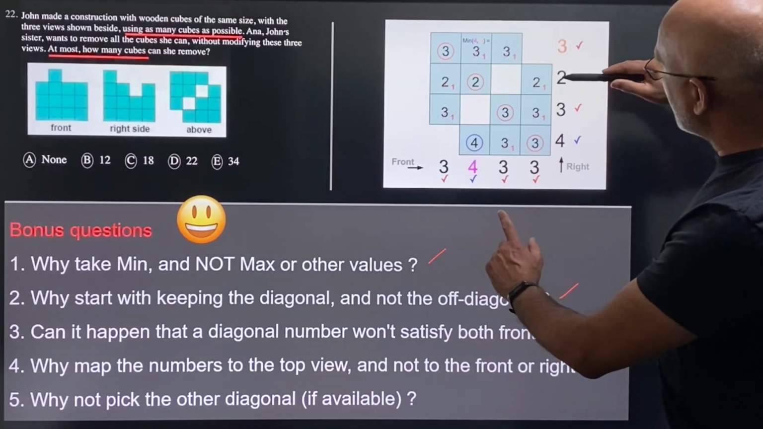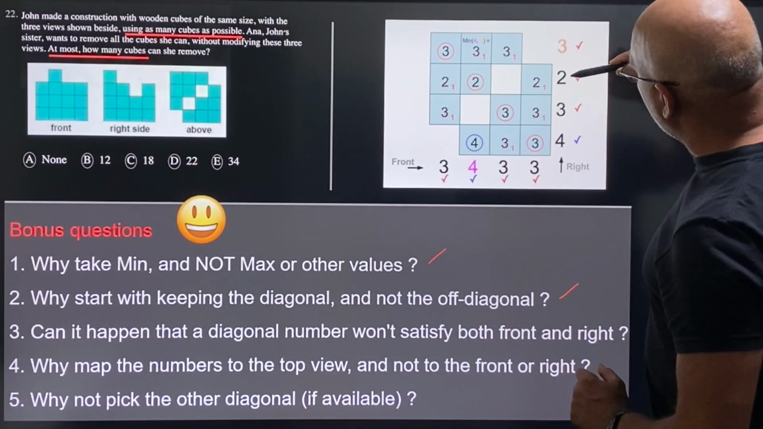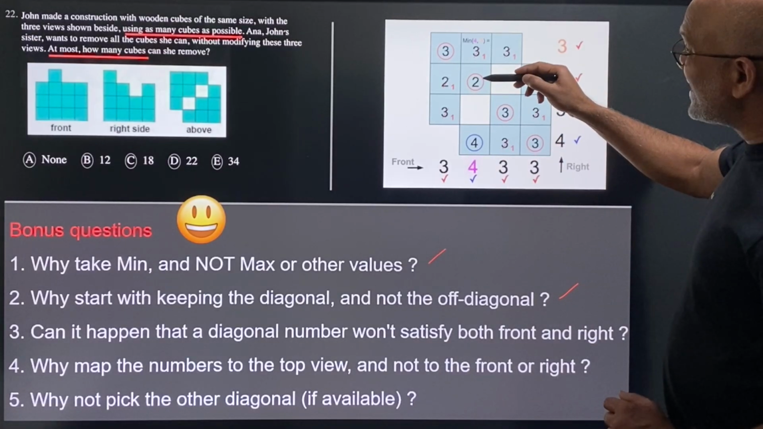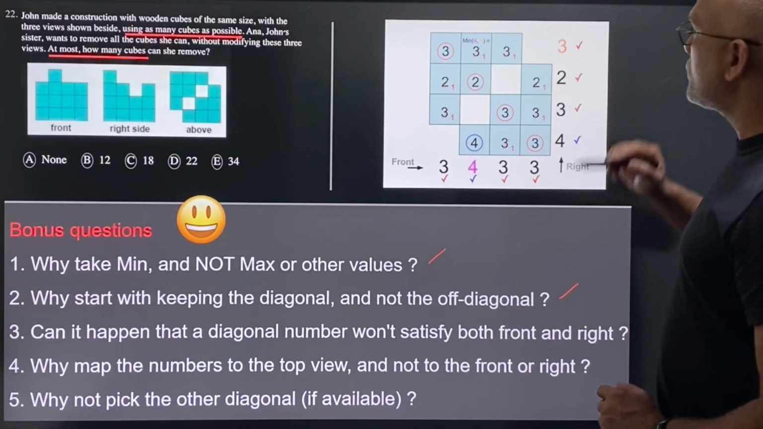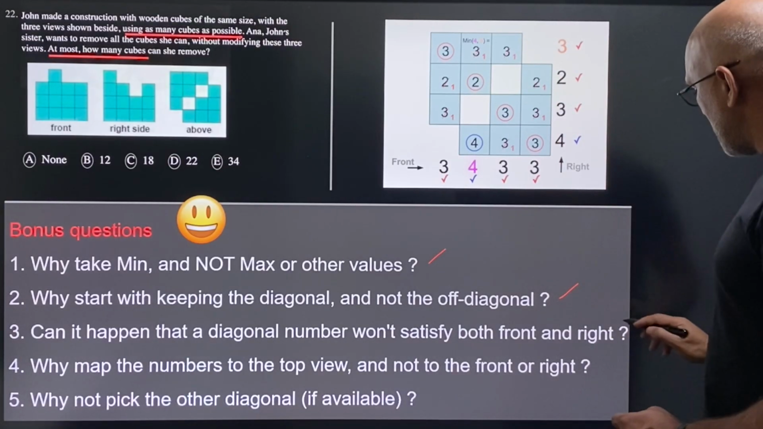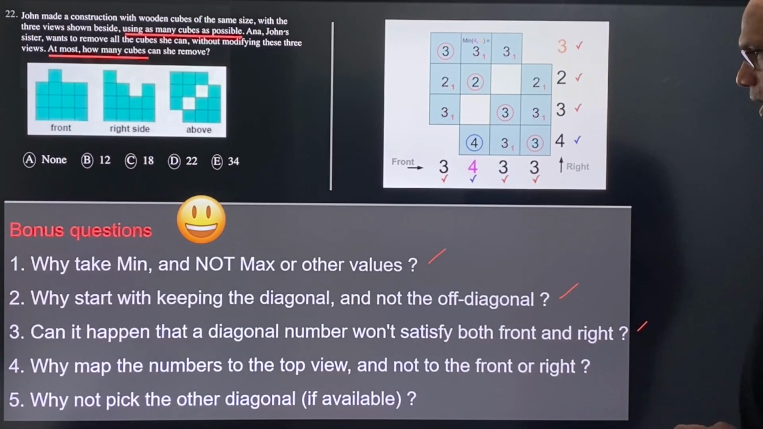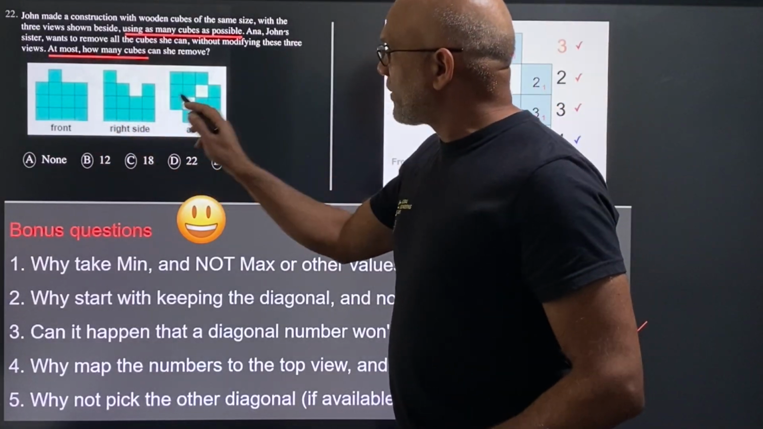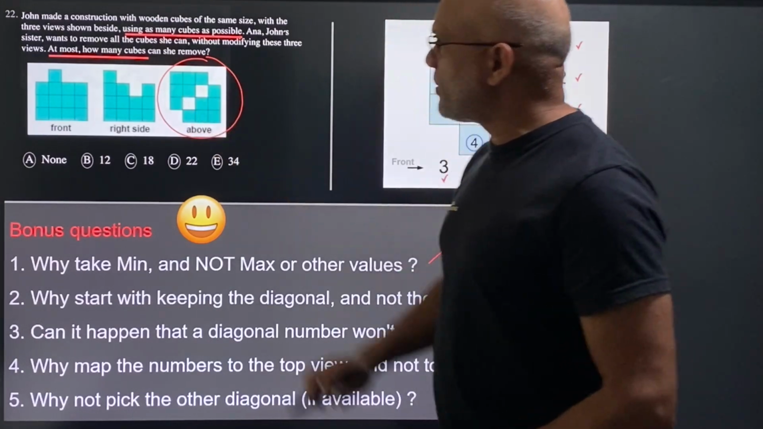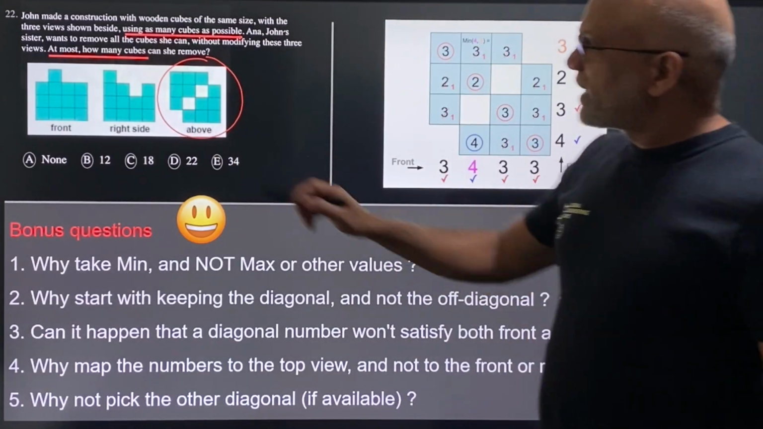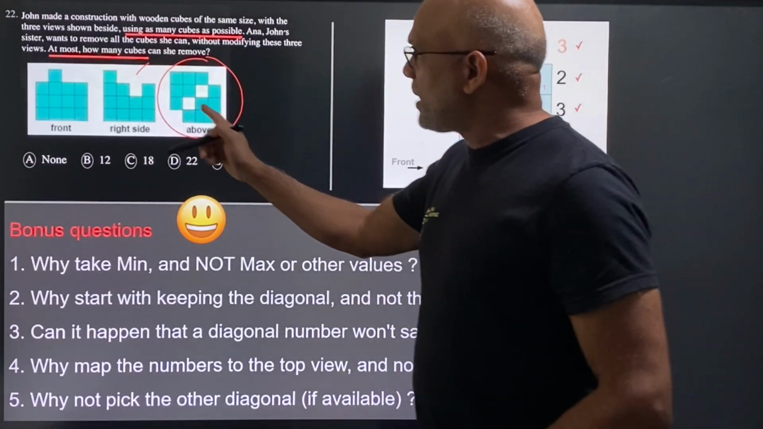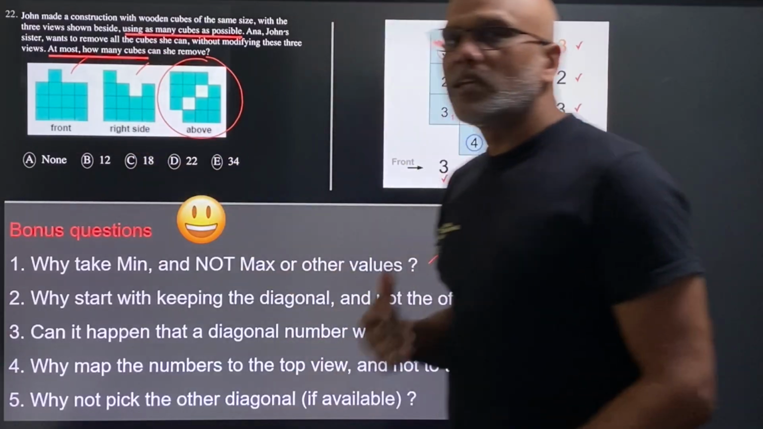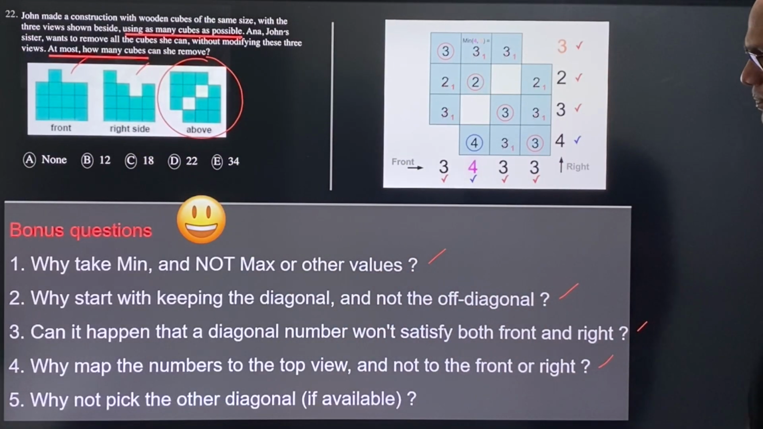Now, if you notice in this case, these two satisfied the right view, but it did not satisfy the front view. So can it happen that a diagonal will satisfy neither the front nor the right? Right? Can that happen? So that's the third question. Now, in this case, we mapped the front and right to the top view. So we took this as a base. But instead of that, can I use this as the base and map the other two to this? Or use this as the base and map these two to this? Can we do that? That's the fourth question.